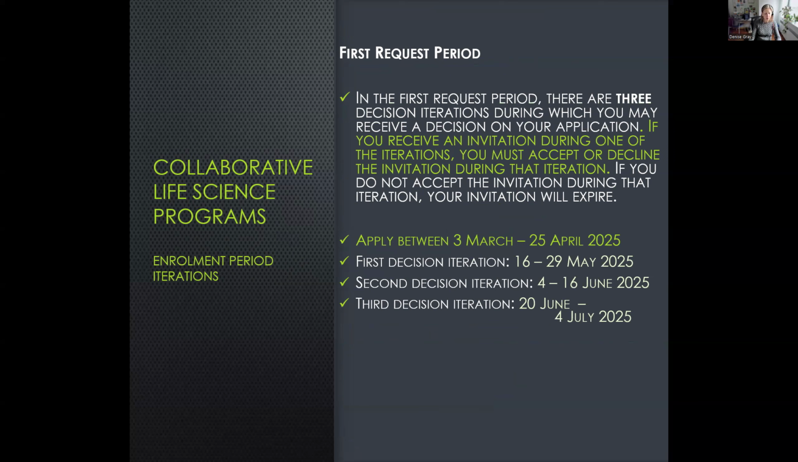For any program that you still have a requested status for, so if you've applied to 6 and you were invited to 1, you'll still be considered for the other 5 during the second decision iteration. And again, any programs for which you still have a requested status, you'll be considered during the third decision iteration, which takes place towards the end of June, beginning of July. You need to accept any invitations that you've been offered to any one of these programs during the decision iteration, or that offer will expire.